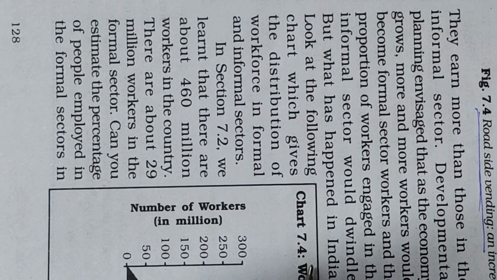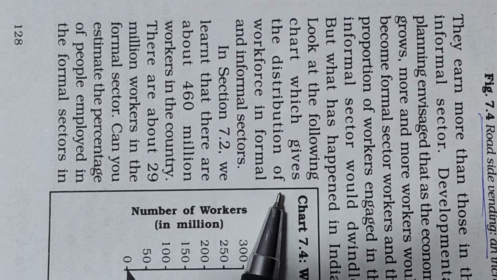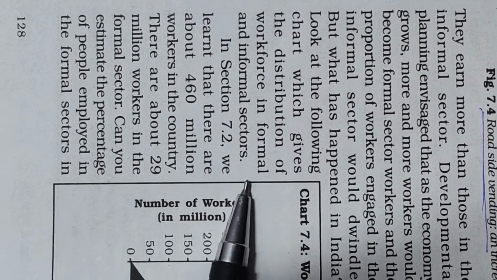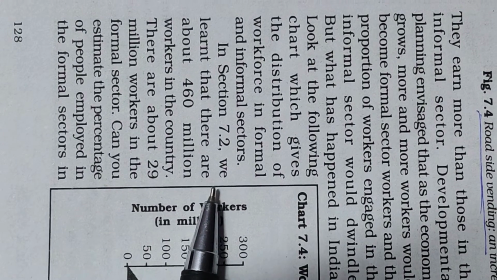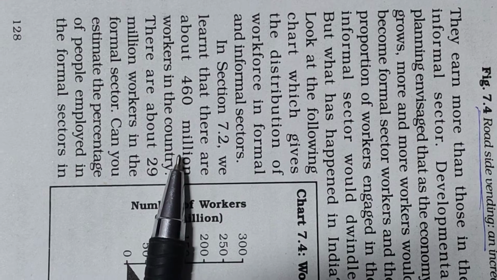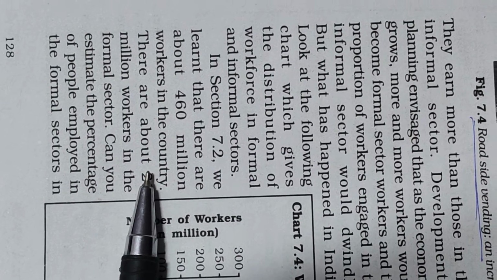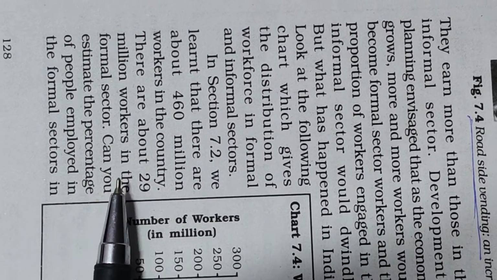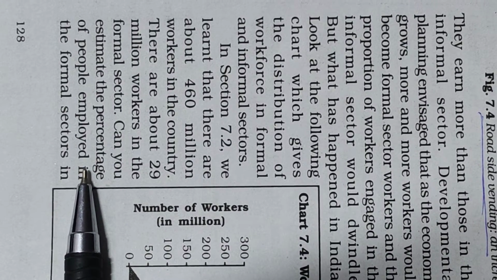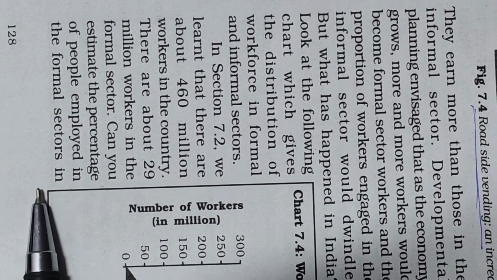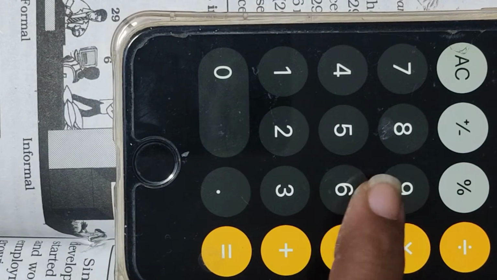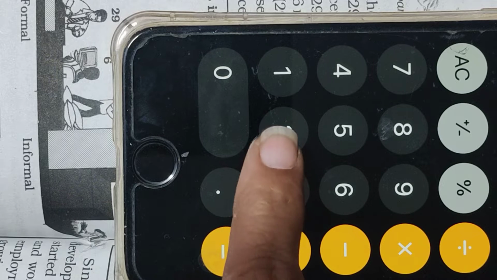But what has happened in India? Look at the following chart, which gives the distribution of workforce in formal and informal sectors. So in this section 7.2, we learned that there are about 460 million workers in the country. There are about 29 million workers in the formal sector. Can you estimate the percentage of people employed in the formal sector in the country? Let me show you.